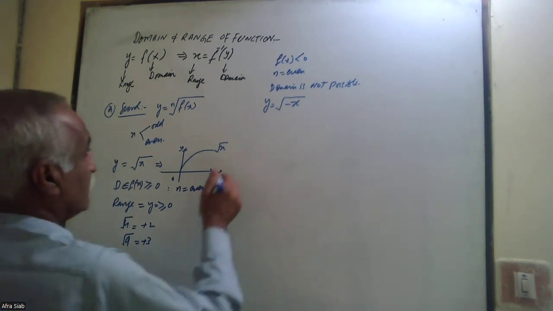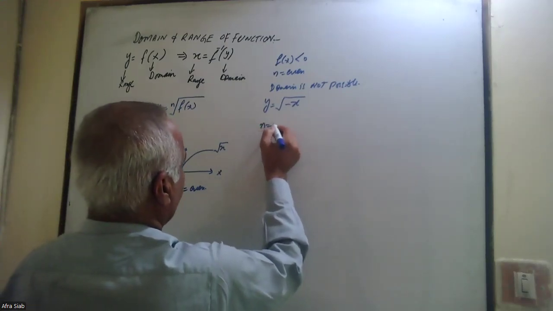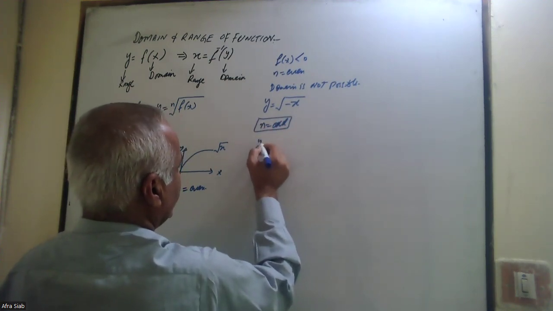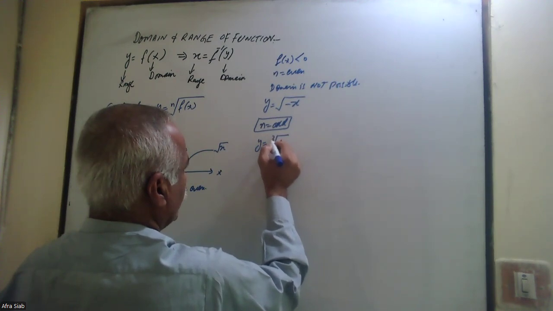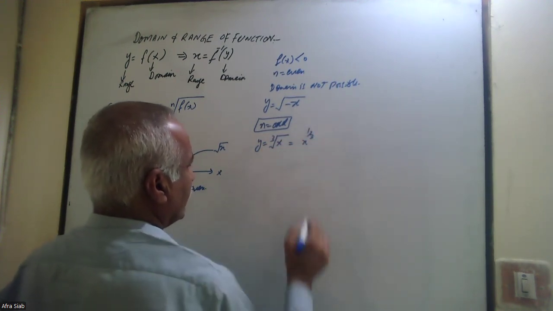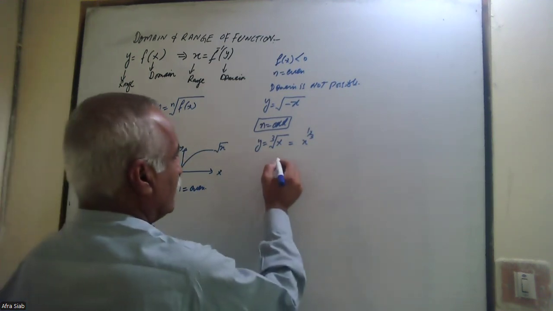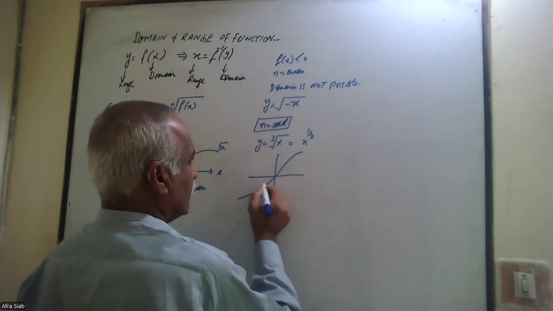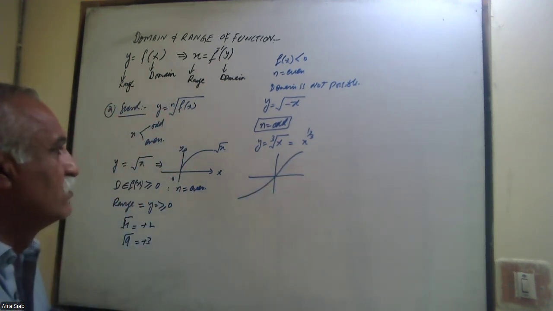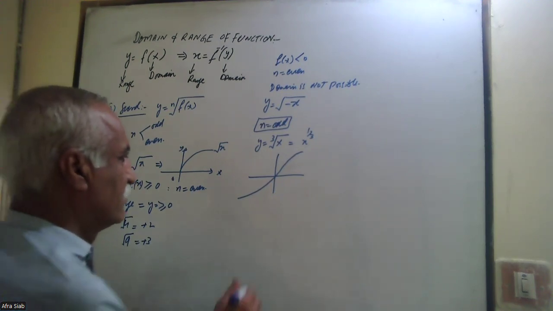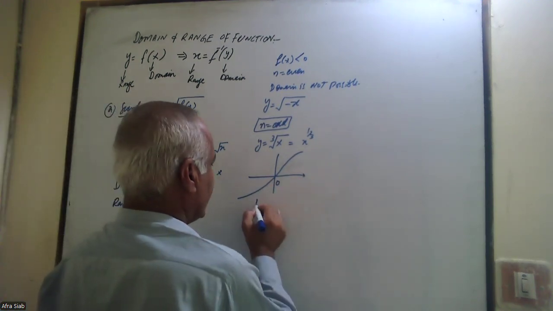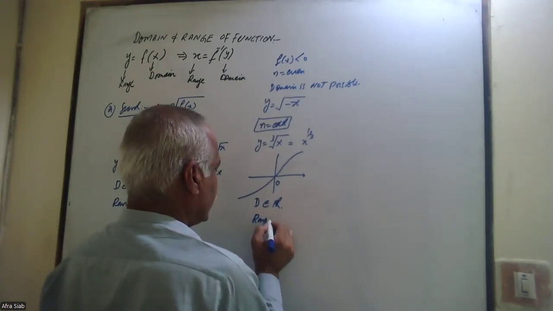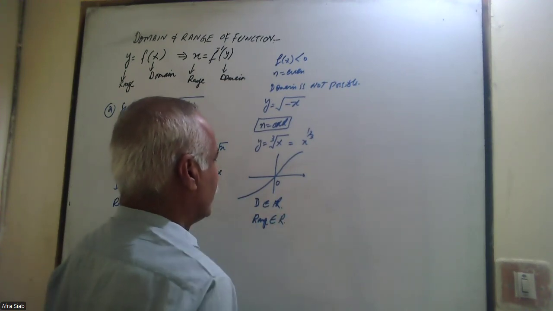But if n is an odd value, y is equal to x to the power 1 by 3. Now if we draw the graph of this, it is a graph like this. This is y is equal to cubic root of x. So you have seen in this case that the domain belongs to all real numbers, and the range also belongs to all real numbers.